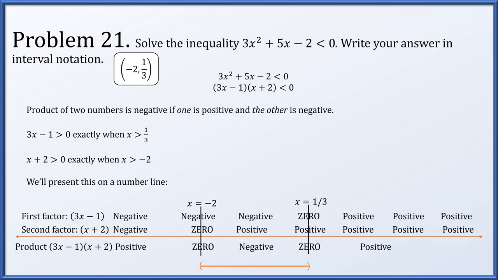So we want to write that in interval notation up at the top. All numbers between negative 2 and 1/3. We are not including the endpoints because at the endpoints, the product of the two factors will be 0, and we're not including 0 in our original inequality.